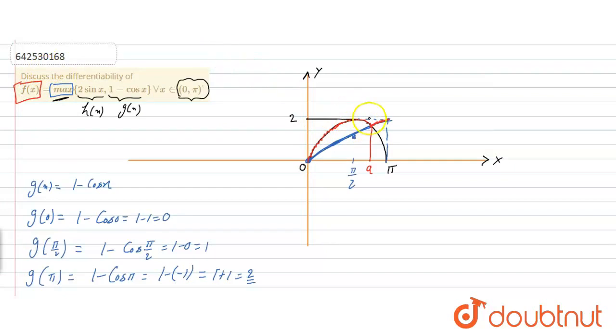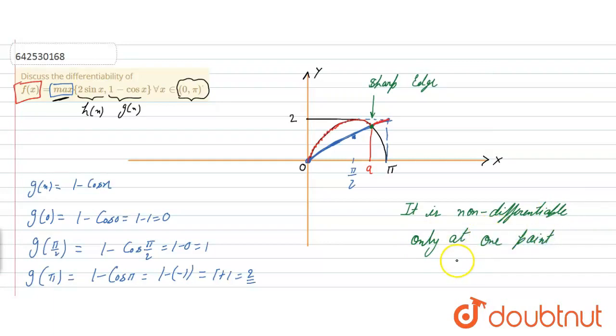And for checking the differentiability, we just need to check the sharp edges, and we can clearly see that only one sharp edge is here between 0 to pi. There is only one sharp edge. So we can say that the function is non-differentiable only at one point between 0 to pi. So here we can write it. It is non-differentiable only at one point for x belongs to 0 to pi.